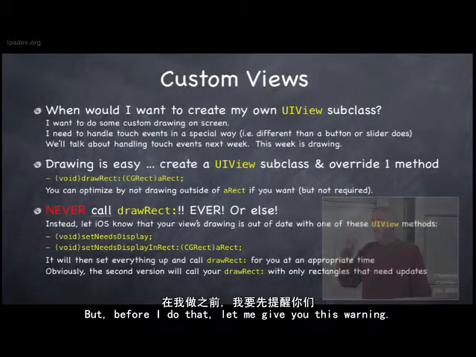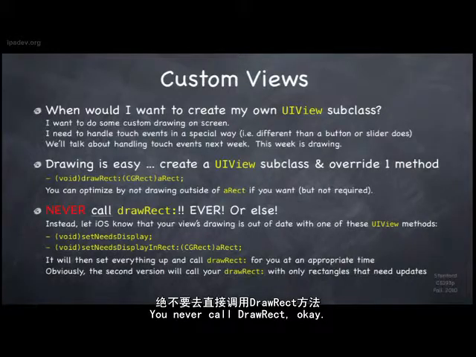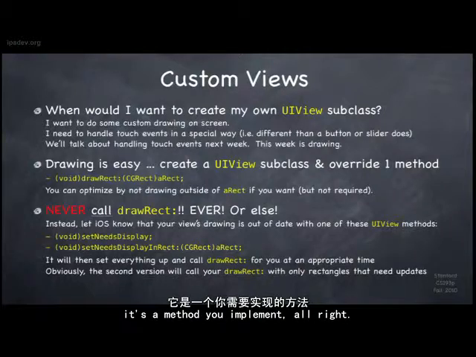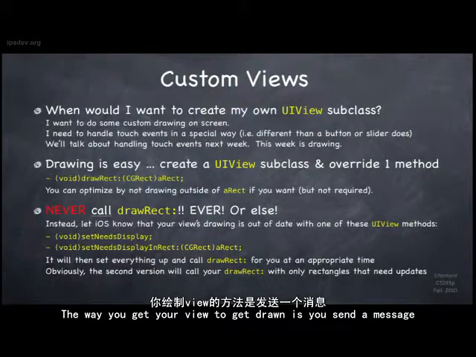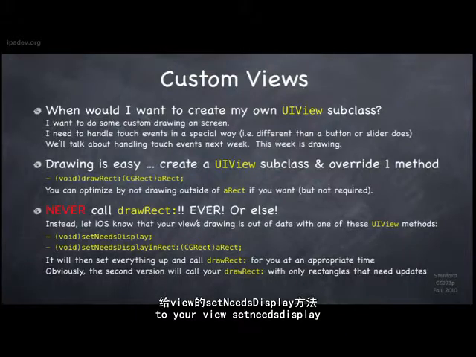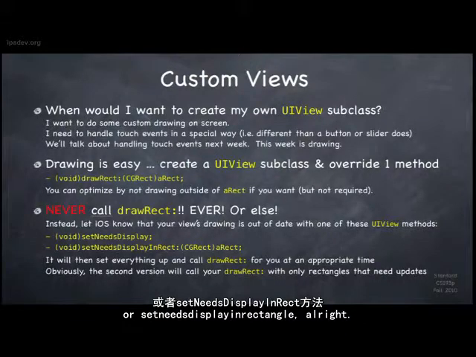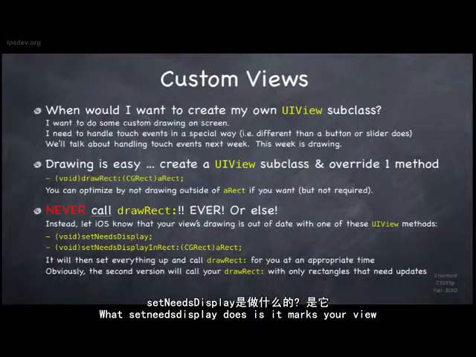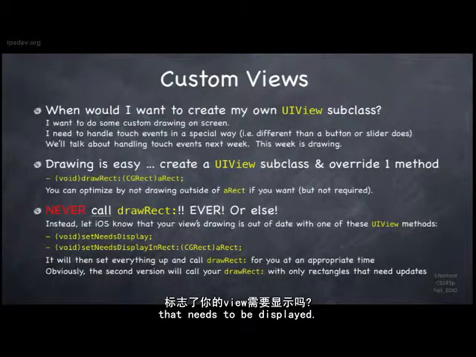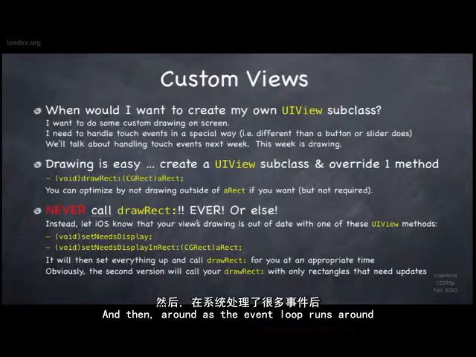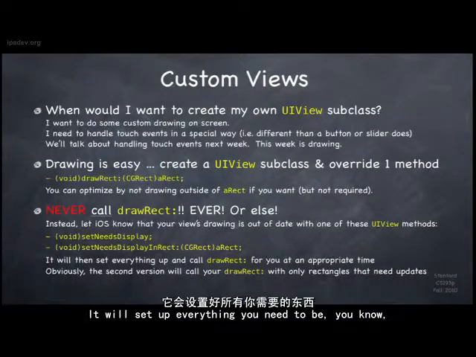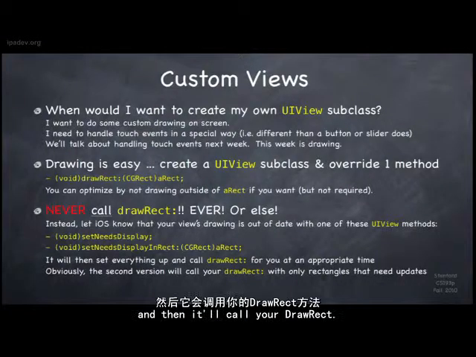But before I do that, let me give you this warning. You never call drawRect. Okay. drawRect is not a method you call. It's a method you implement. All right. The way you get your view to get drawn is you send a message to your view, setNeedsDisplay, or setNeedsDisplayInRect. What setNeedsDisplay does is it marks your view as needing to be displayed, and then as the event loop runs around, at the right time, iOS will call your drawRect. It'll set up everything you need, the graphic state, etc., to draw, and then it'll call your drawRect.